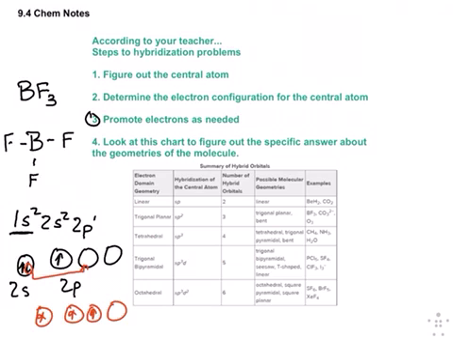Then you can look at this chart to figure out the specific answer about the geometries of the molecule. Since I've been providing you with charts to determine your molecular geometry and your electron domain geometry, I will continue to provide you with this chart. You probably won't see this column, though, on a test or a quiz. Any questions about how to do this electron promotion?